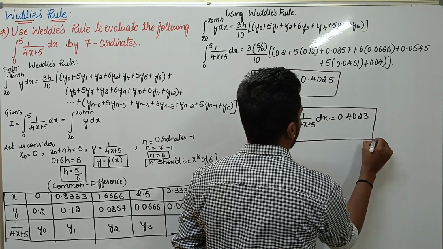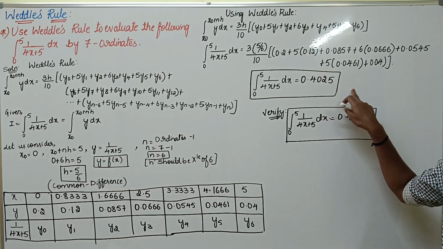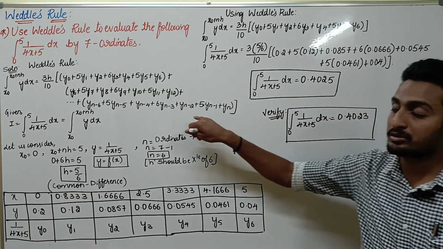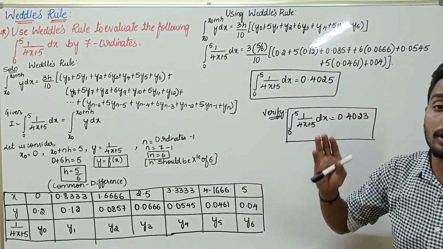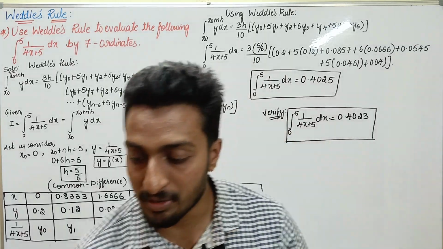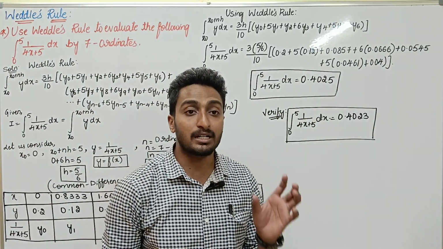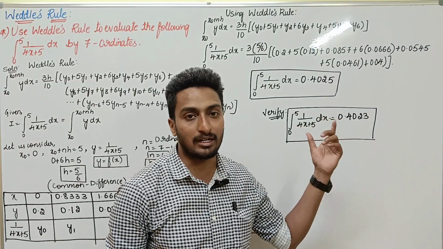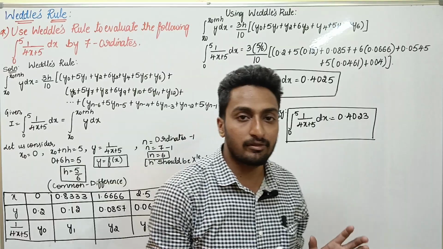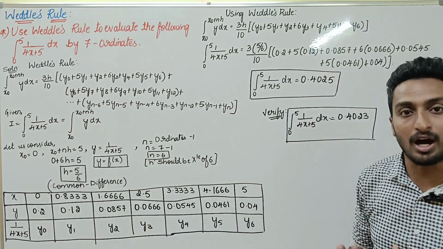Okay, done. See, this is the integral value, and this is the approximate value by using Weddle's rule, without integrating the integral function. What do you mean by approximate value? Whatever value we get will not be exact, but it will be approximate. It will be similar to the integral value. This is how we can conclude that the approximate value and the expected value are the same.